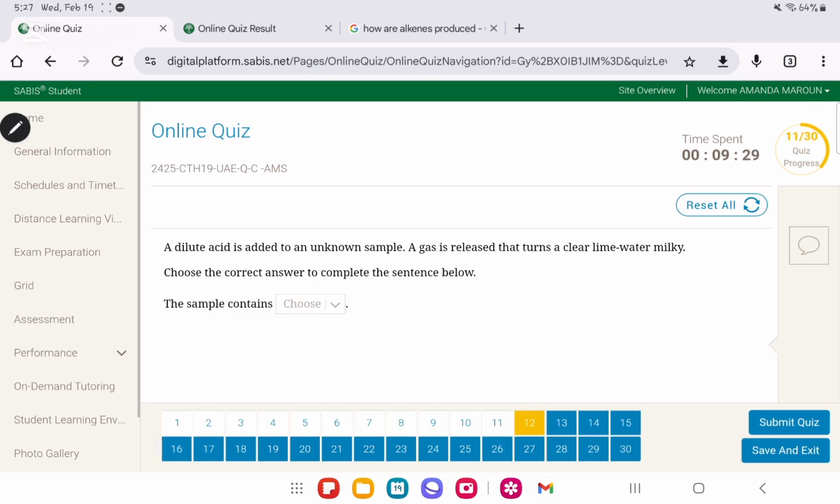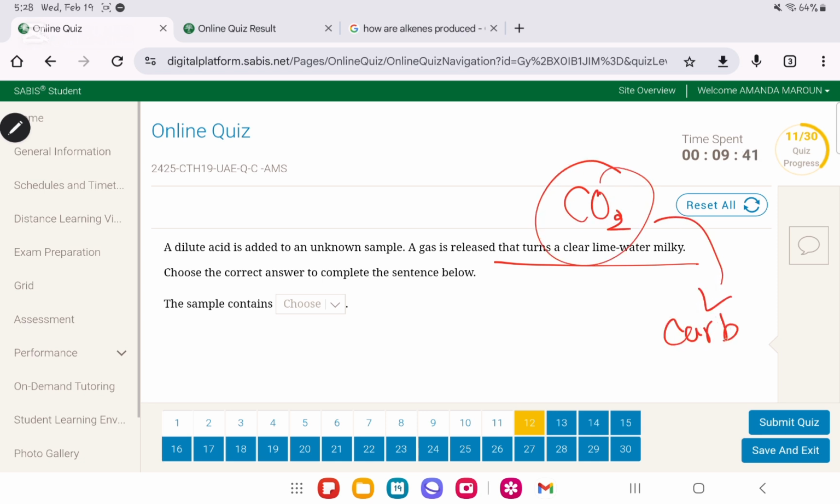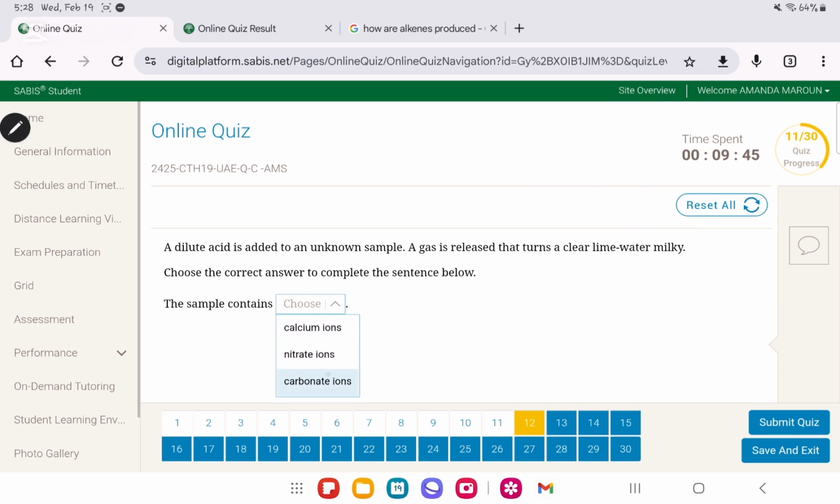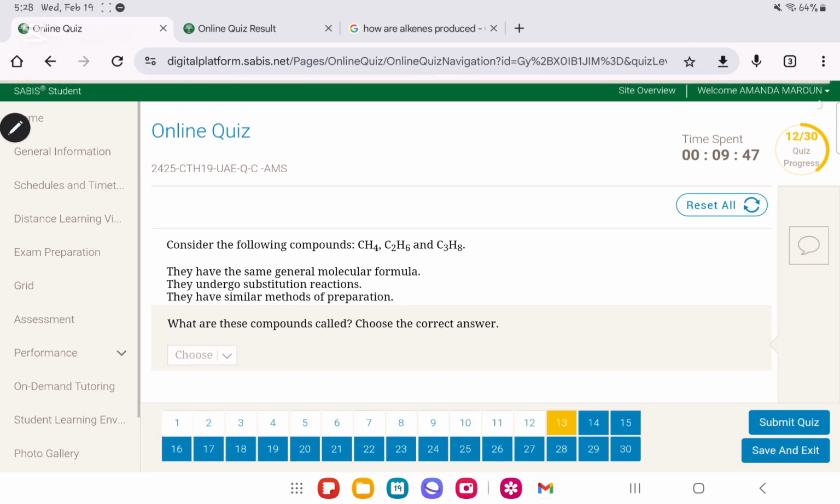Now here, a dilute acid is added to an unknown sample. A gas is released that turns a clear lime water milky. If it turns a clear lime water milky, then that means the gas released is CO2. That means it contains a carbonate ion. Okay, so the sample contains a carbonate ion. We move on to question number 13.